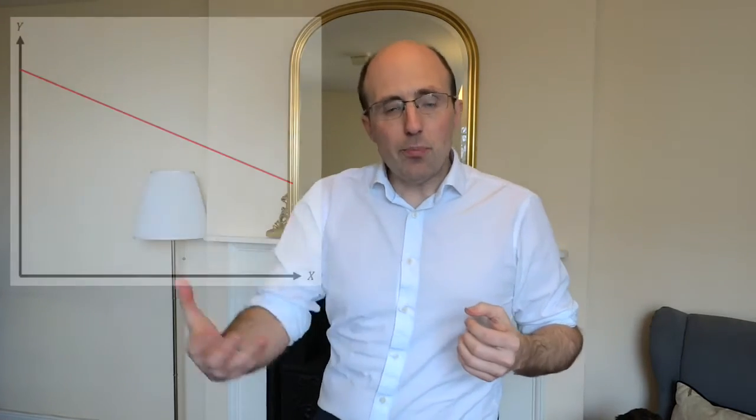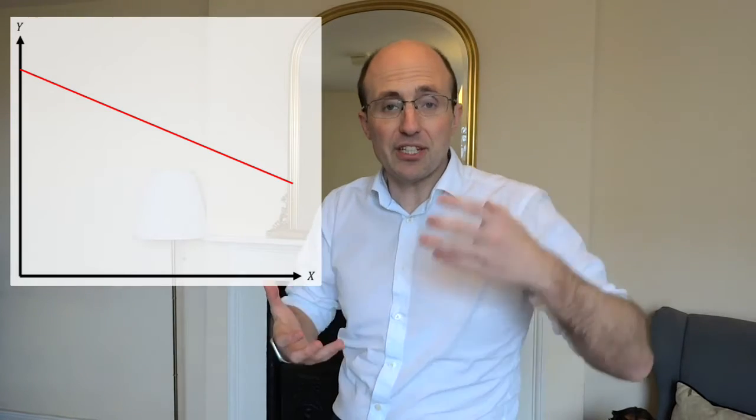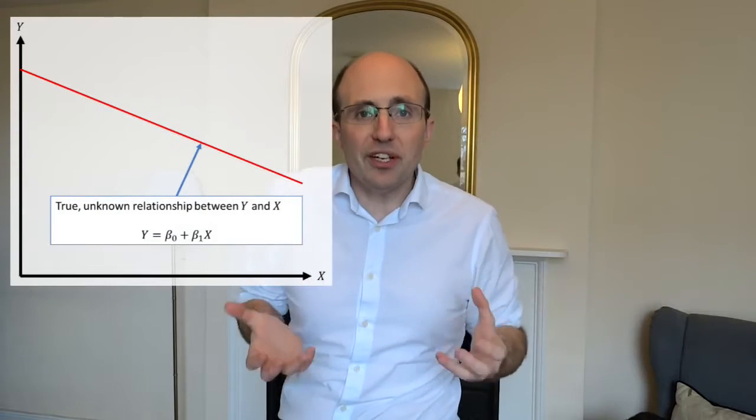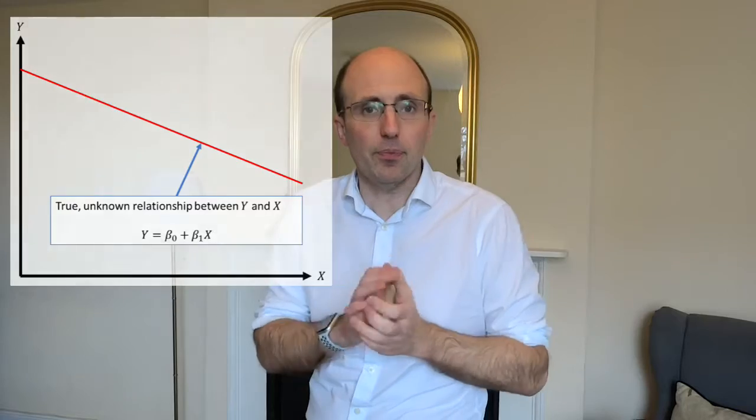So in econometrics, we assume that there's some relationship between a random variable y and a random variable x. And we might assume that there's some linear relationship between the observations of x and the observations of y. Now, we don't know what this linear relationship is, but we might want to try and estimate it.